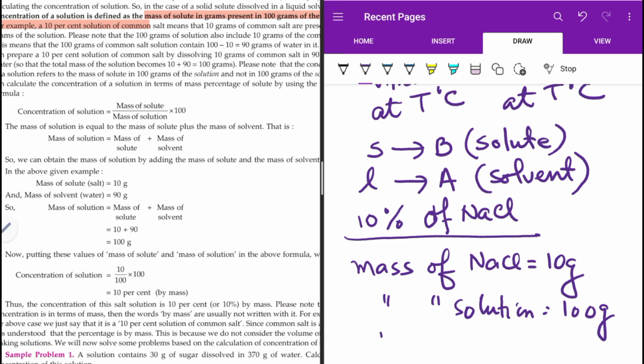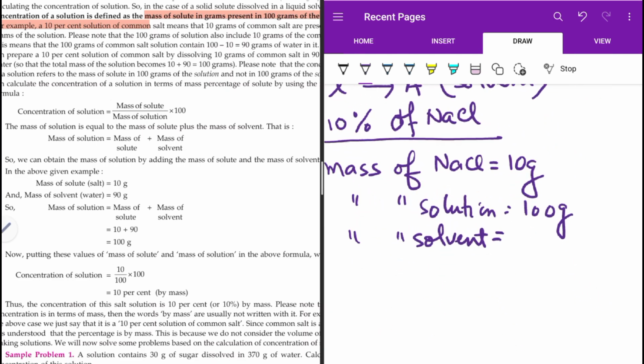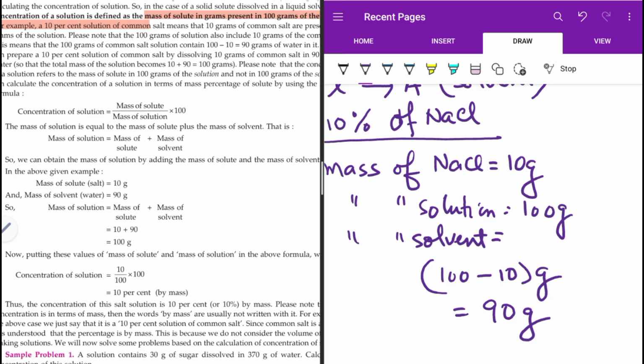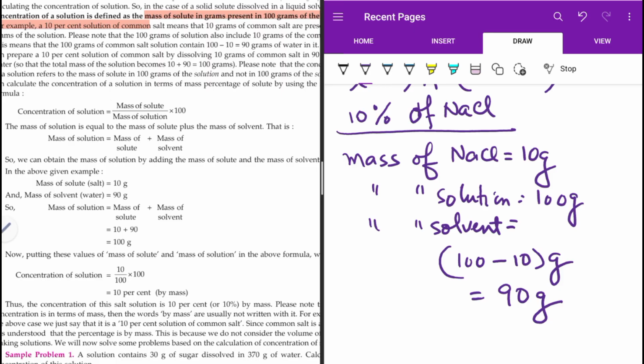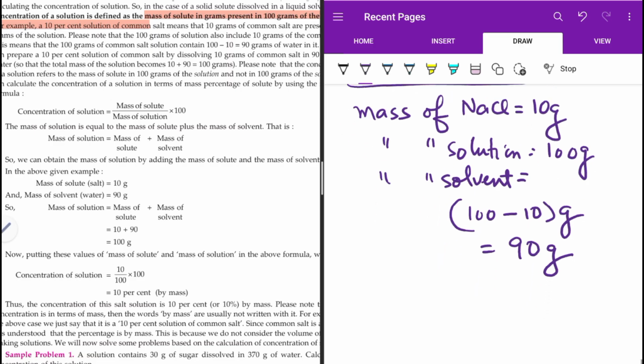So what should be the mass of solvent then? The mass of the solvent should be the total mass of the solution minus the mass of the solute. So the mass of the solvent is equal to 90 gram. So we can understand that 10 gram and 90 gram actually makes up the mass of the solution, which is 100 gram.